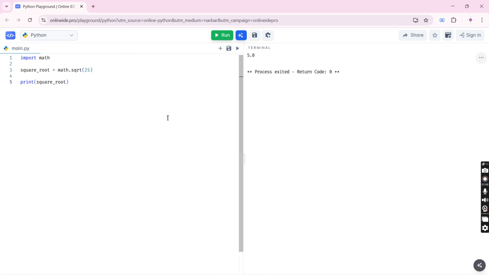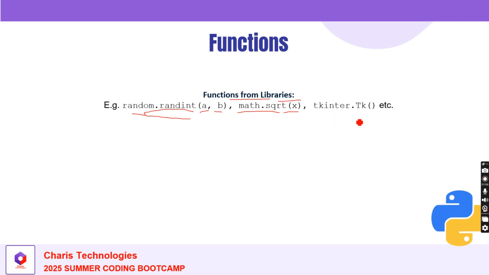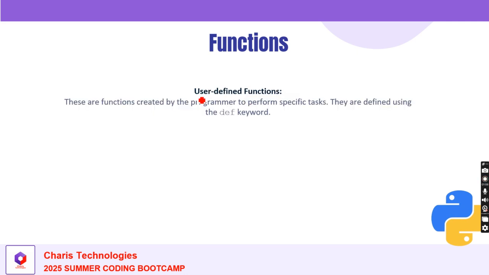Okay, so let's go back to our lesson. Likewise, tkinter.Tk is also a function that comes with the tkinter library. We also have user-defined functions. These functions are the ones created by the programmer, which is me and you in this case. These are the ones that you create while you are coding. You can create your own functions, and you do that using the def keyword.